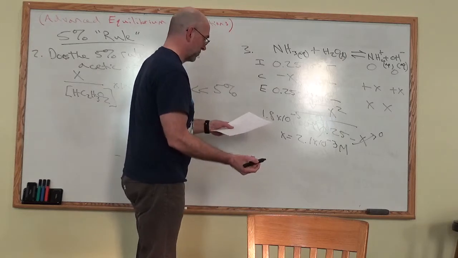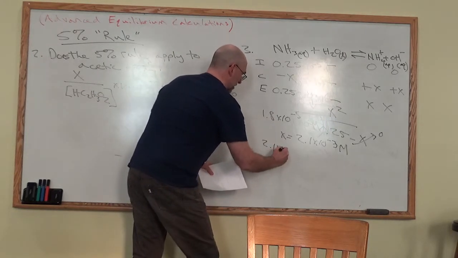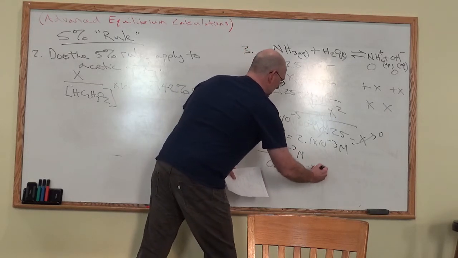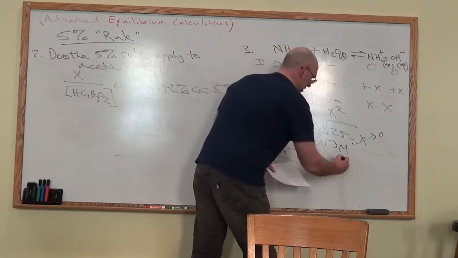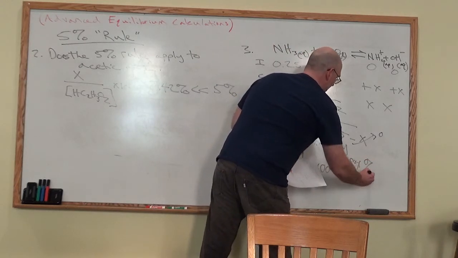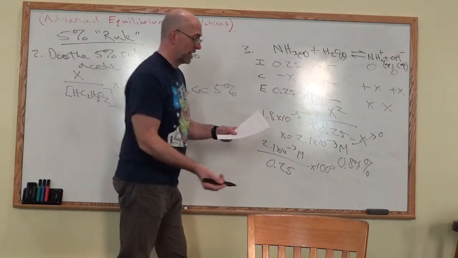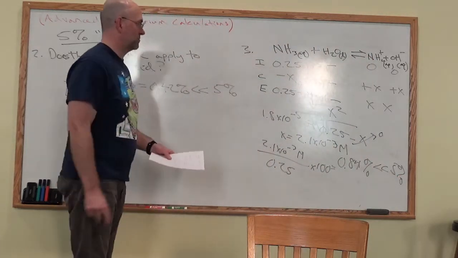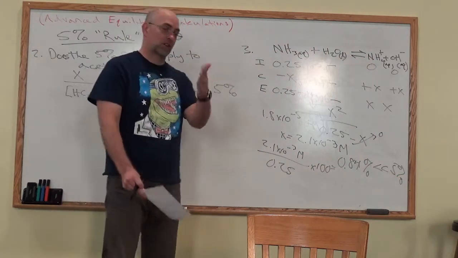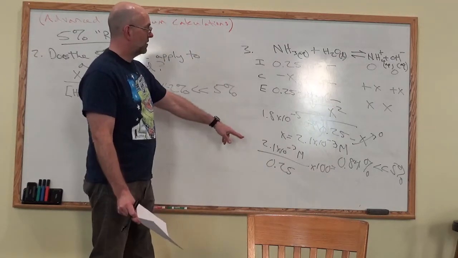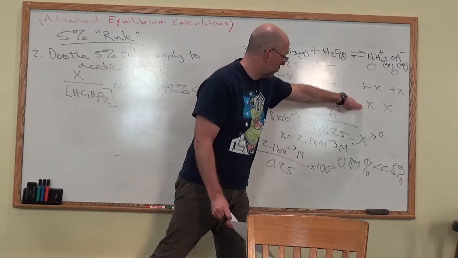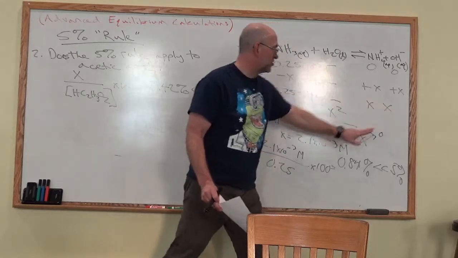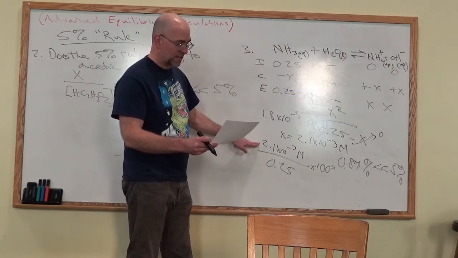And let's check it. Does the 5% rule apply? So 2.1 times 10 to the minus third molarity divided by the initial times 100, and you get 0.84%. Again, not 8.4%, 0.84%, and that's a lot less than 5. So that works. So to answer this problem, again, look at the check your learning problem if you don't get it. The equilibrium concentration for ammonium would be 2.1 times 10 to the minus third. The equilibrium concentration of hydroxide would be 2.1 times 10 to the minus third.